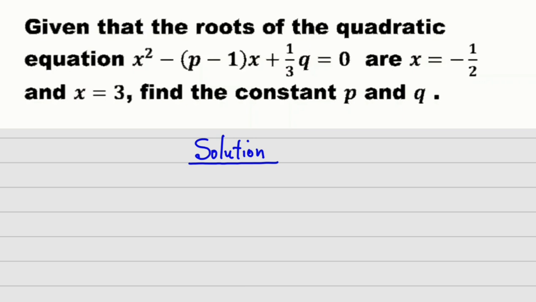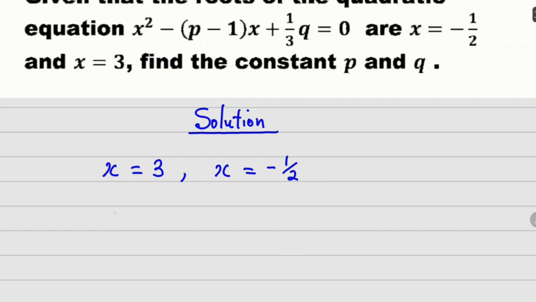I'll be solving the question displayed on the screen. There are things that have been mentioned in the question. One, we are given that the roots are x equals 3. Then we're told that x equals minus 1 over 2. Then we are given the equation x squared minus (p minus 1)x plus 1 over 3q equals 0. Now we are asked to find the values of p and q, the constants.